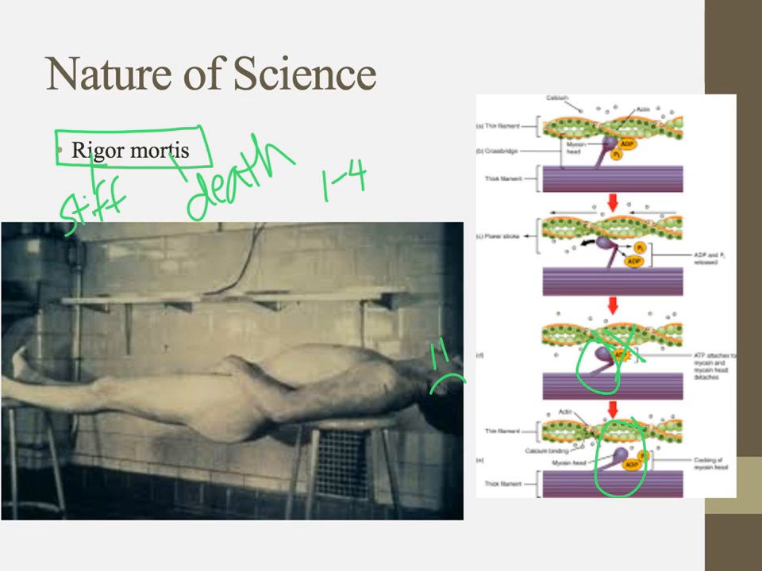So if they can't detach, then they're stuck in a state of contraction and they can't move. So whatever position the body is in, it's going to be stuck in that state, because these myosin heads are stuck in that position on the actin. Now, eventually after death, this tissue will start to decompose and break down, so we become pliable again, but that's how we get rigor mortis. And that'll do it for chapter 11.2 on movement.